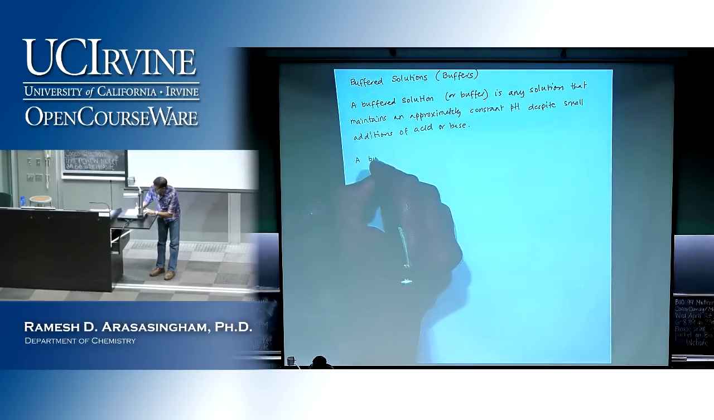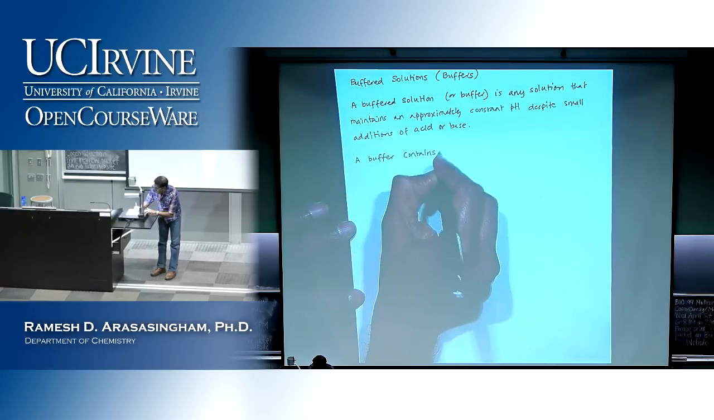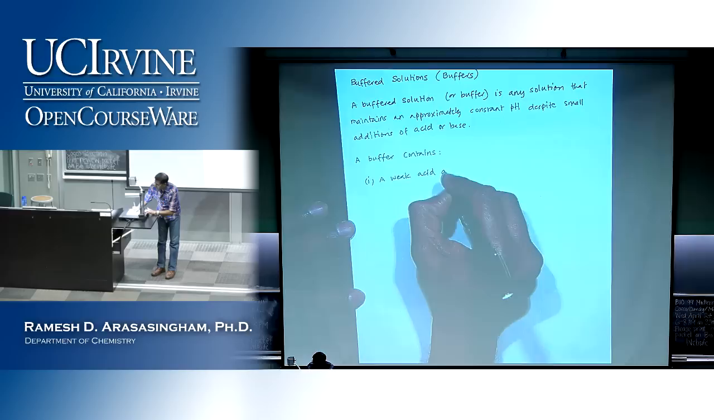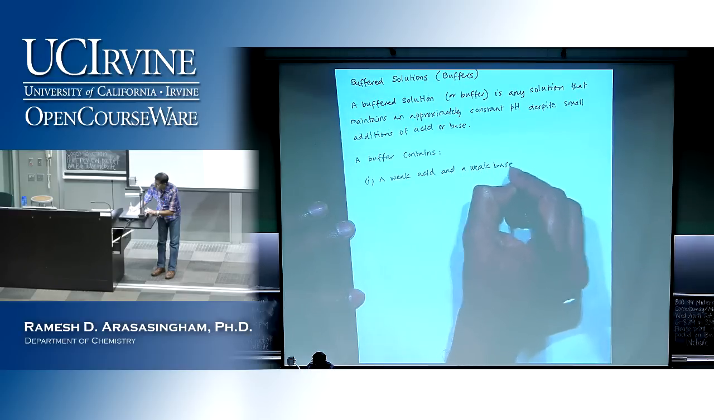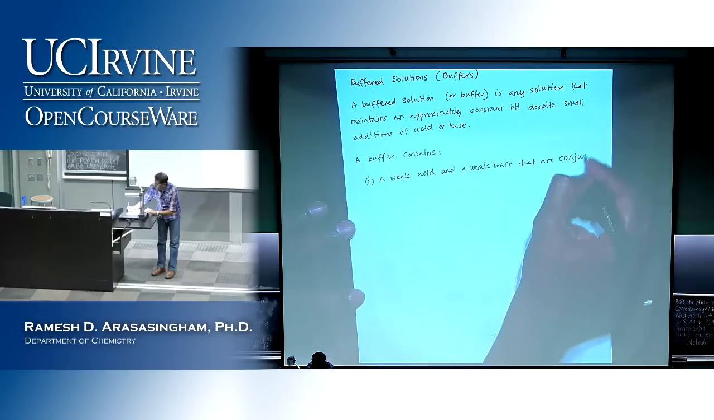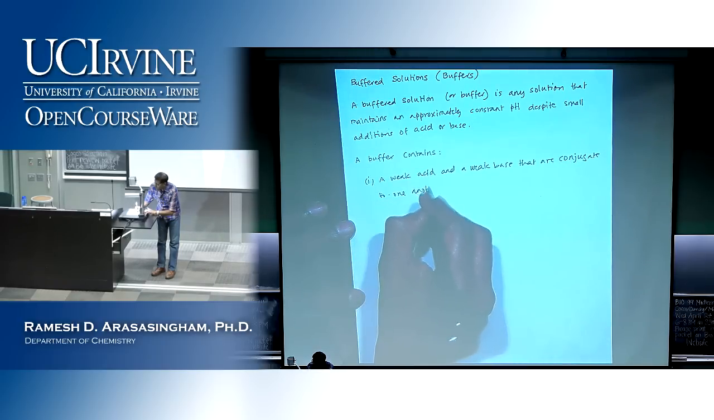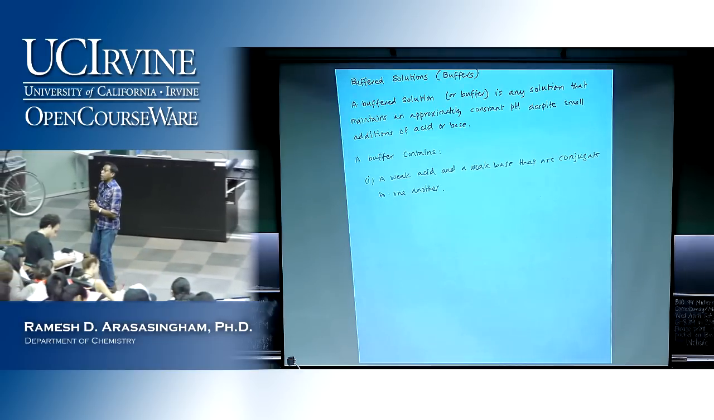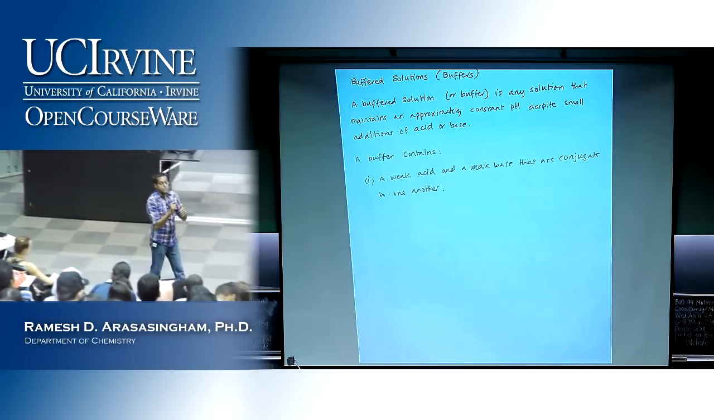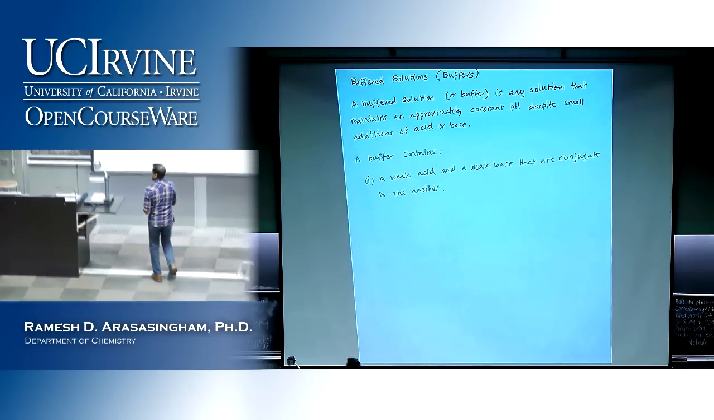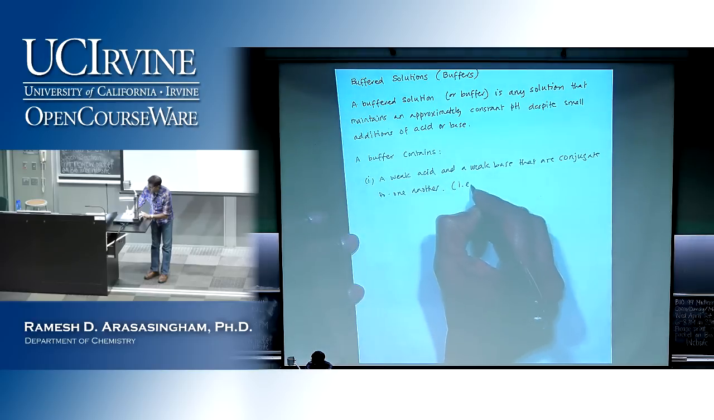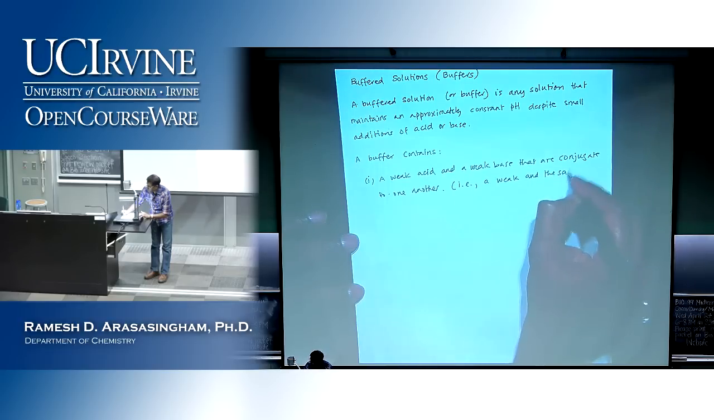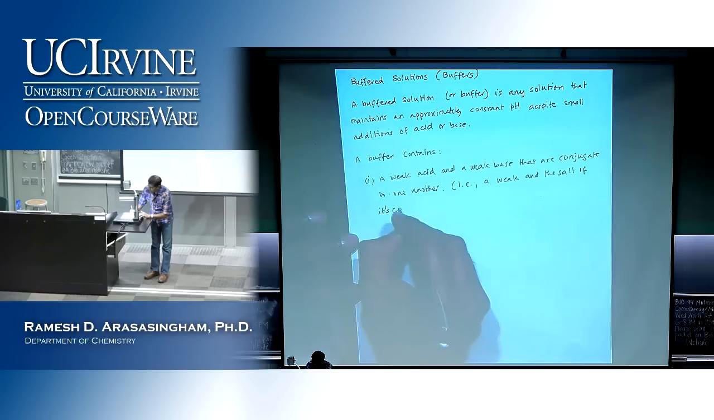So we can say a buffer contains a weak acid and a weak base that are conjugate to one another. We said these are special solutions, and the characteristic of this special solution is that a buffer contains both a weak acid and its conjugate base together. In other words, if we're mixing a weak acid and a weak base, what that means is you have a weak acid and the salt of its conjugate base.